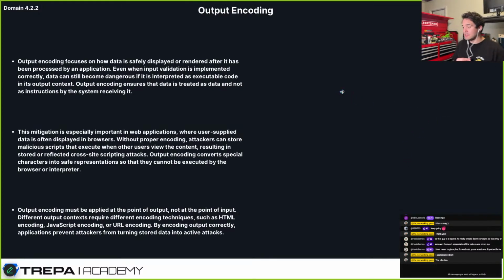Output encoding. This is saying, hey, when there's an error, someone tried to access our website, we don't want to release too much information about the error that could reveal a lot of things about our backend infrastructure that attackers could use against us.